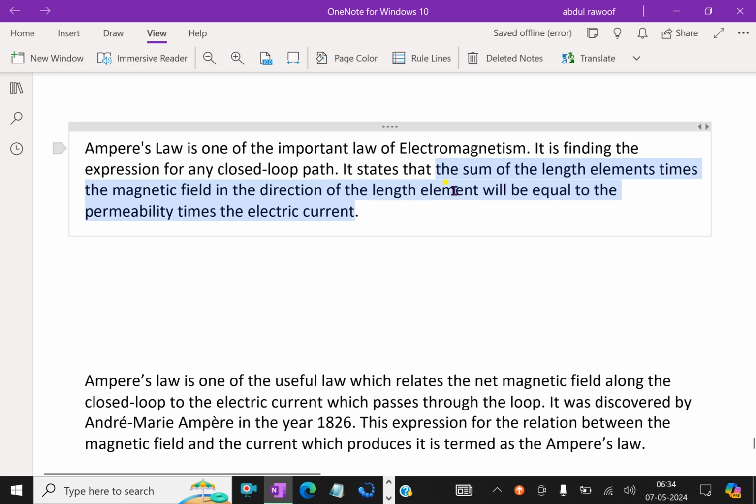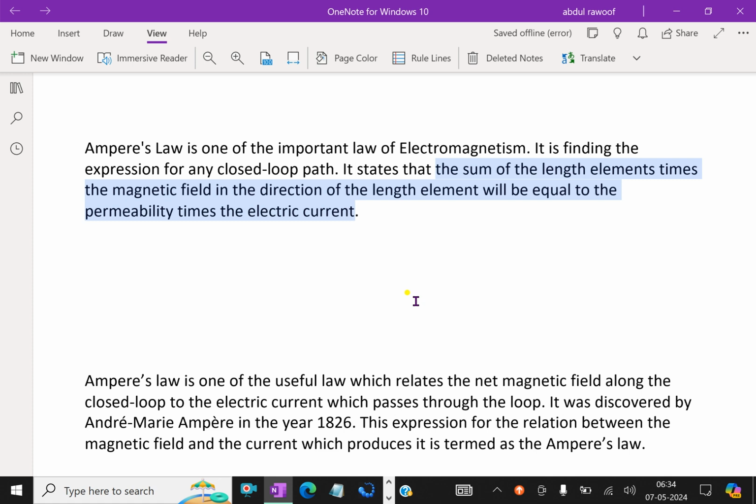It states that the sum of the length elements times the magnetic field in the direction of the length element will be equal to the permeability times the electric current. The law states that MMF, that is magnetomotive force, corresponding to EMF, that is electromotive force of the electric field, around a closed path is equal to the current enclosed by the path.